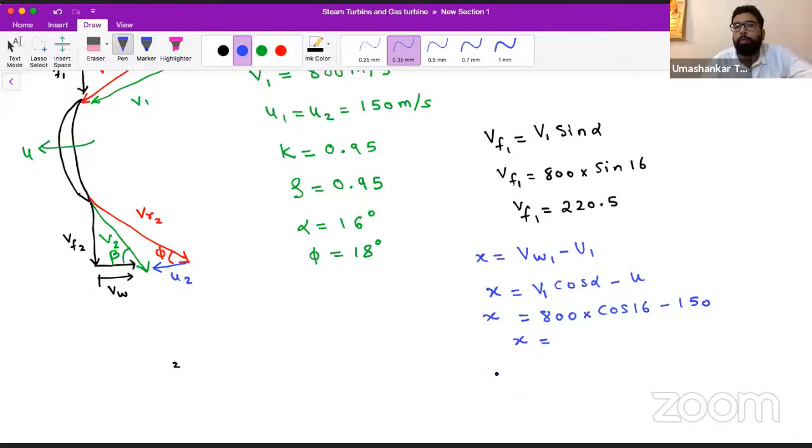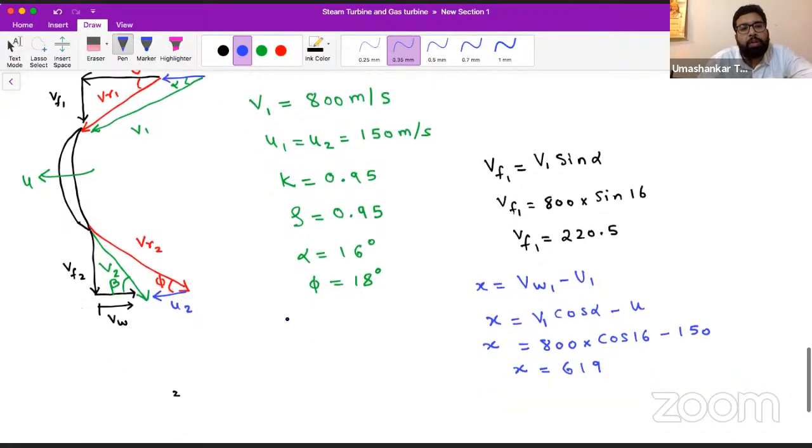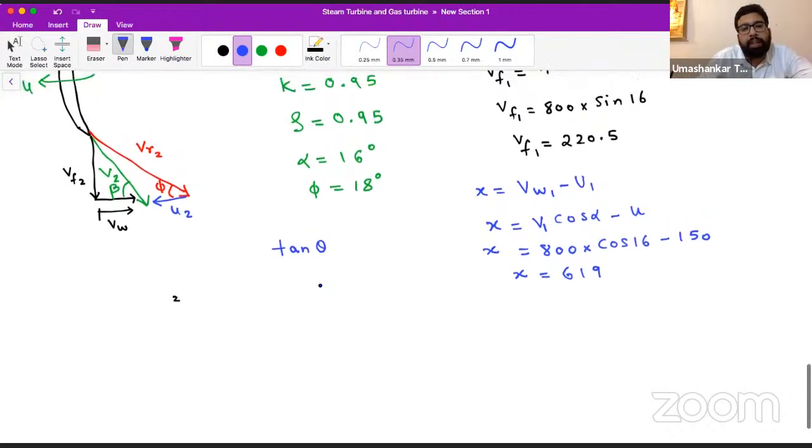No problem, you are going the same way. So this is coming out to be 619 something, as Aishwarya is telling me. Let me take this value 619. From here, can we find the value of theta? Yes sir, we can certainly find the value of theta.